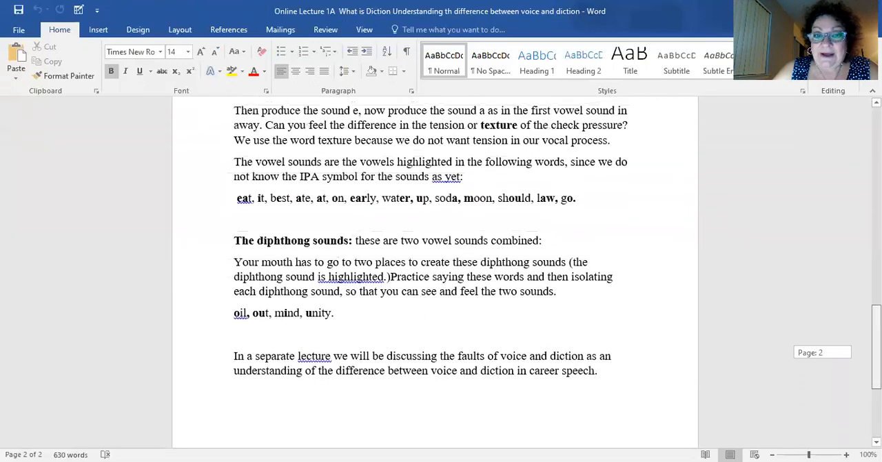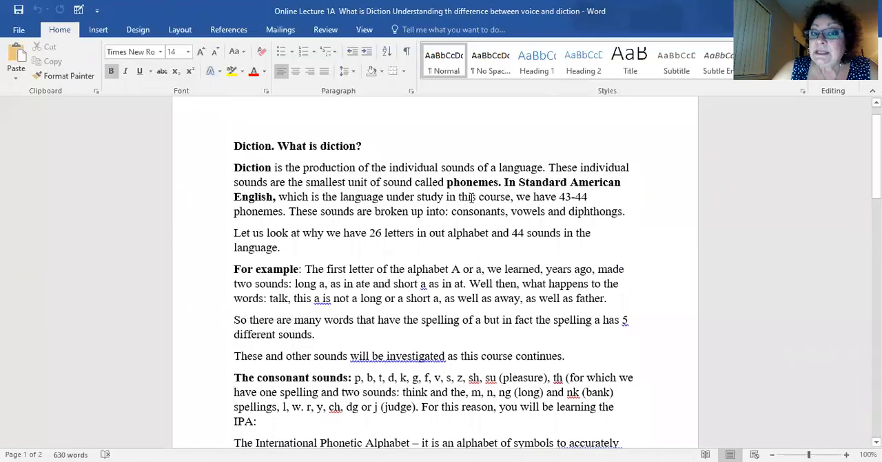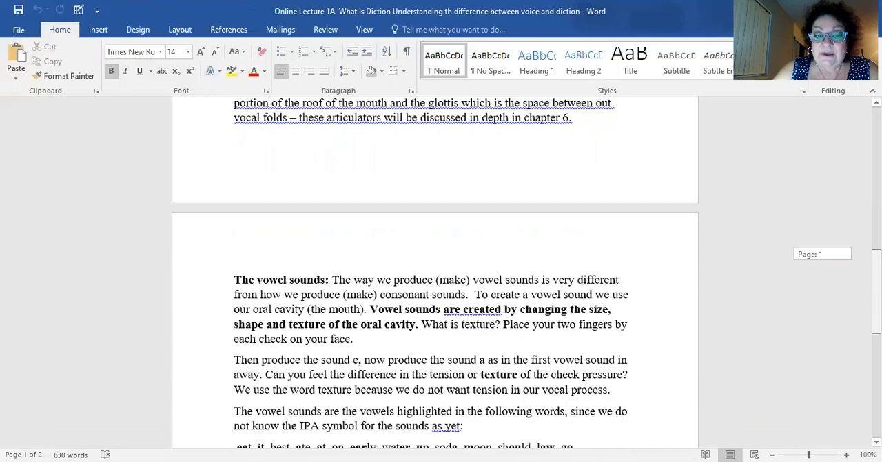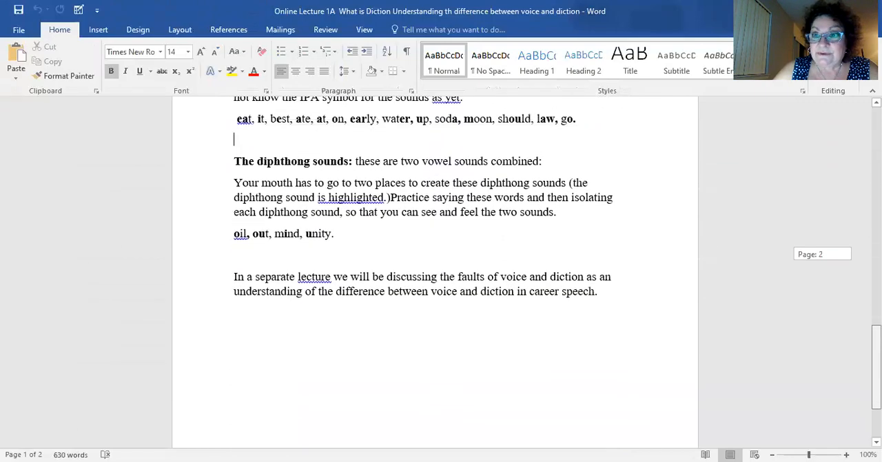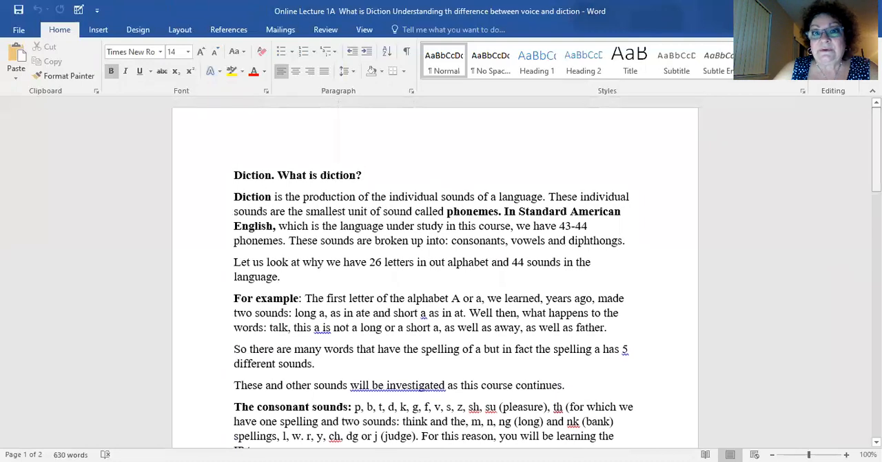And there you have diction. Diction is the production of the 43 to 44 standard American English sounds. The smallest unit of sound are called phonemes. Your phonemes are divided up into consonant sounds, vowel sounds, and diphthong sounds. And now you have the basic understanding of the difference between voice and diction.